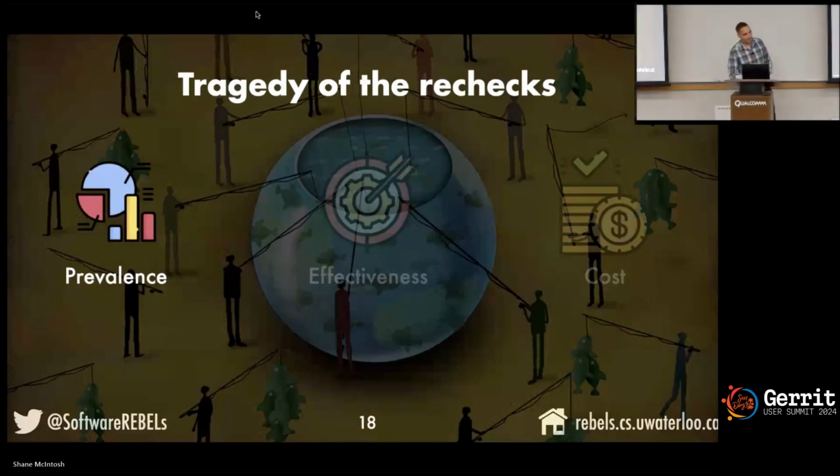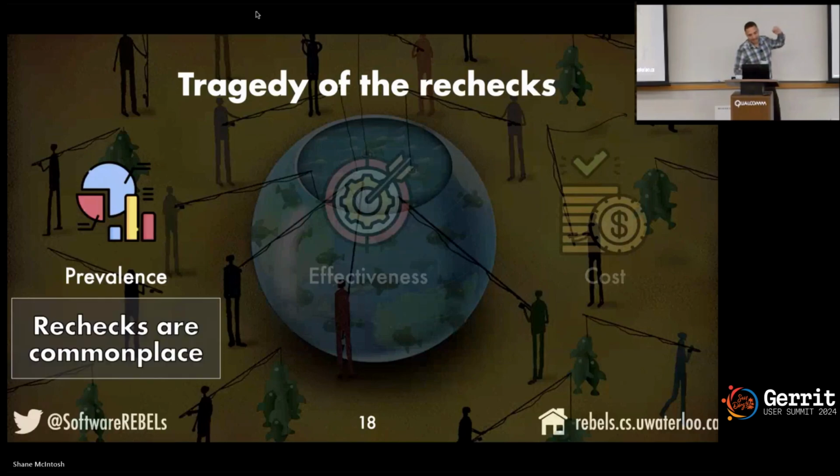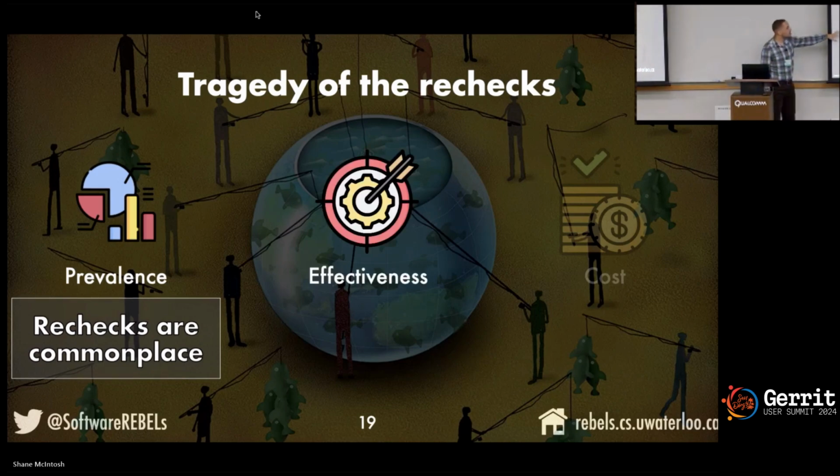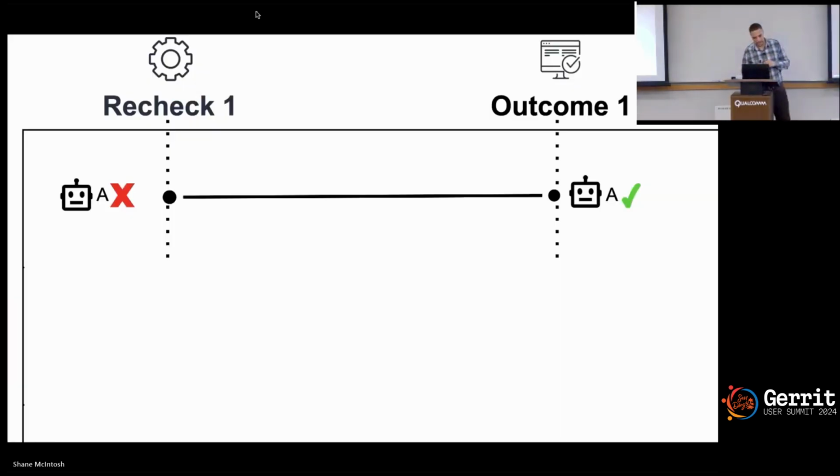Right. So when we talk about prevalence, I think it's safe to say that rechecks are commonplace. Like, they happen quite a lot. And it's a popular feature for developers in the OpenStack community to use, right? So next, let's turn our attention to effectiveness. Is this spamming of rechecks an actually effective way of getting failing tests to pass, right?